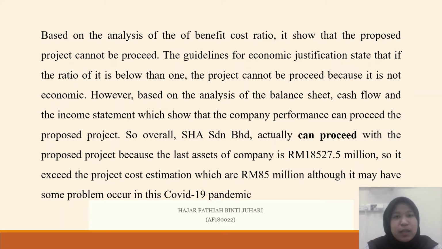So for the justification in our project, we can see that based on the analysis of benefit cost ratio, it shows that the proposed project cannot be proceeded because the guideline for the economic justification states if the ratio is below 1, the project cannot be proceeded because it is not economic. However, the analysis of balance sheet, cash flow and income statement shows that company performance can proceed with the proposed project. So I think overall, our company, SHA Sendirian Berhad, actually can proceed with the proposed project because our latest asset is RM 18,527.5 million. So it exceeds the project cost estimation, which is 85 million, although some problems may occur in this COVID-19 pandemic.